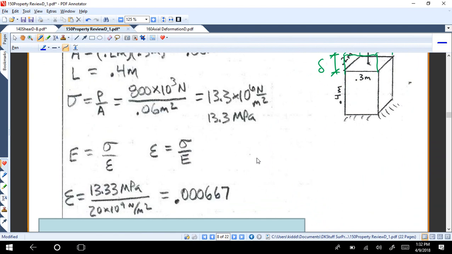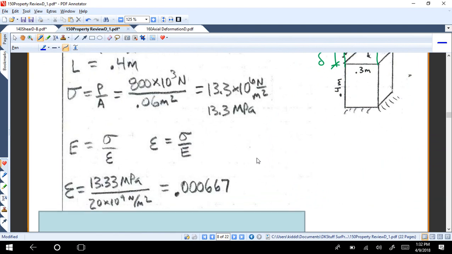Okay. And then the last thing is to find delta. Now there's just a real basic formula for delta there that you can use. Okay, so what you've got there is the strain. So based on that, you should be able to work your way into delta. Okay. And just look at the basic definition of strain and rearrange the equation.